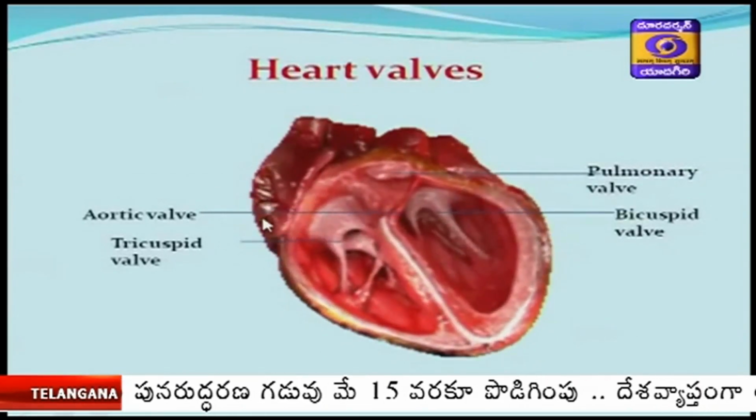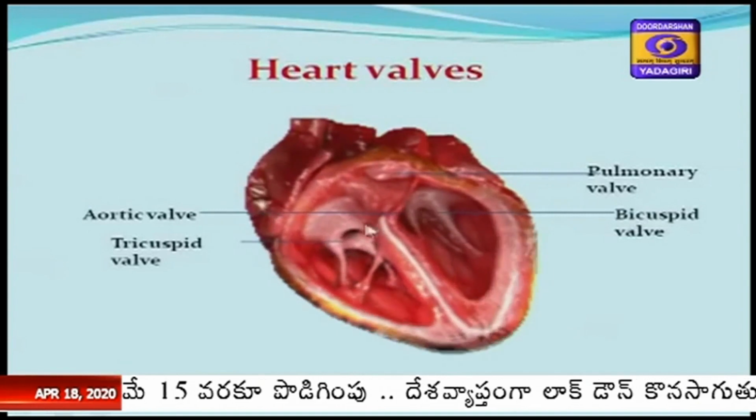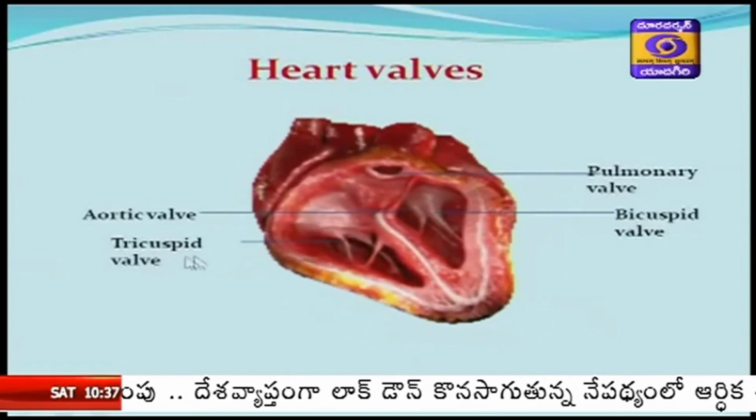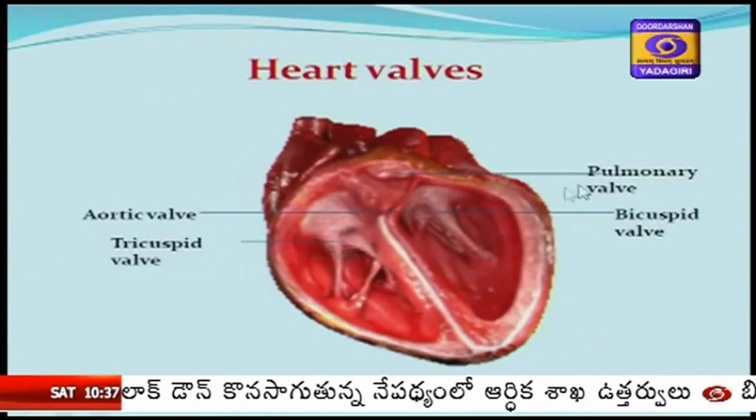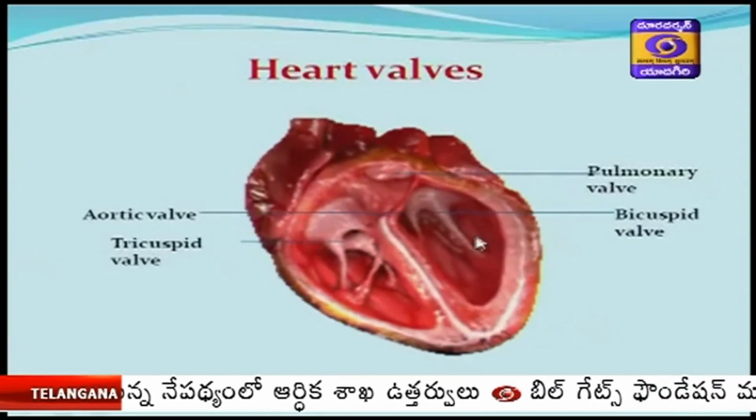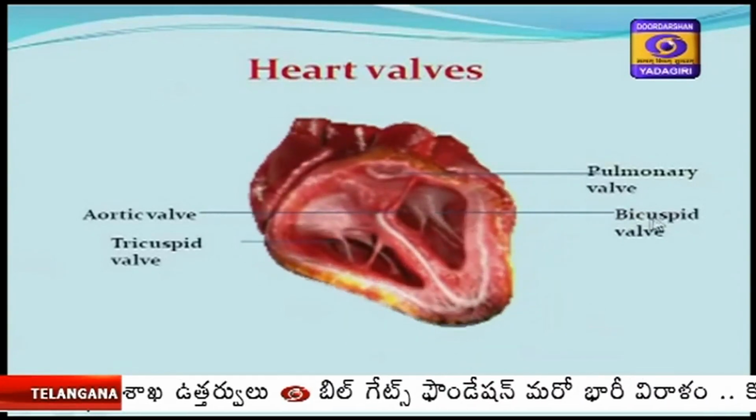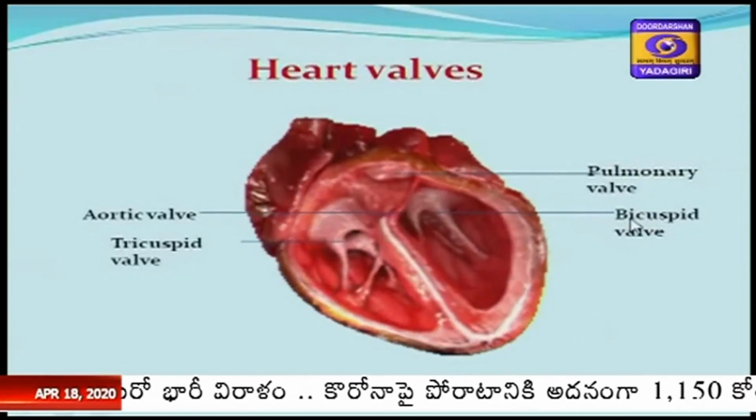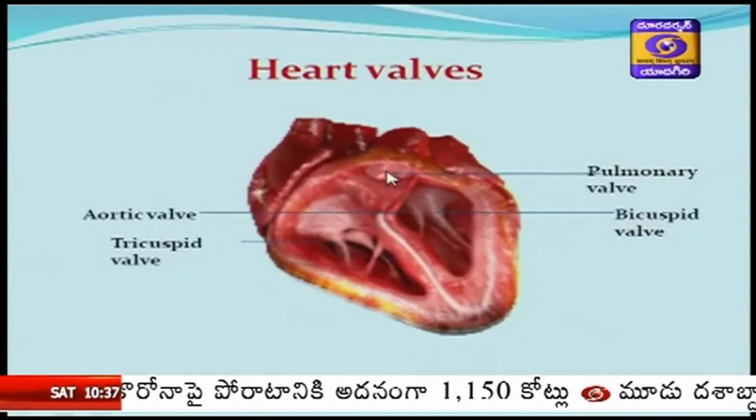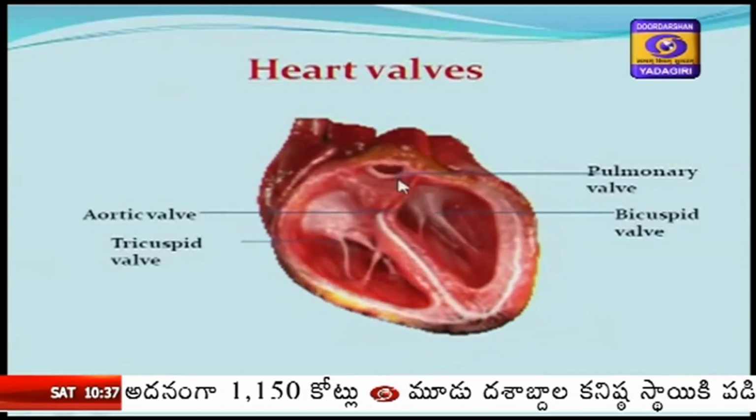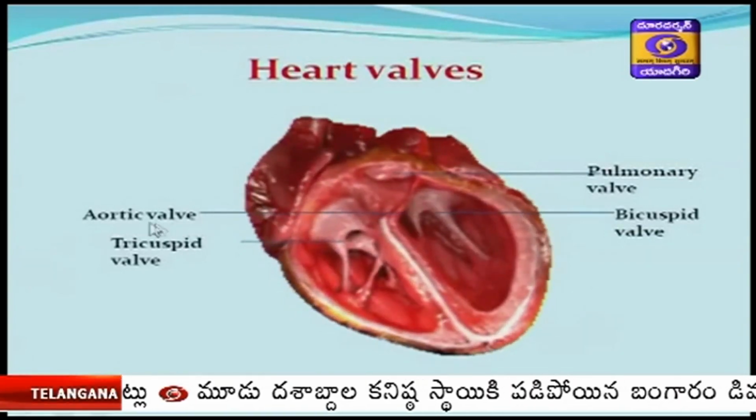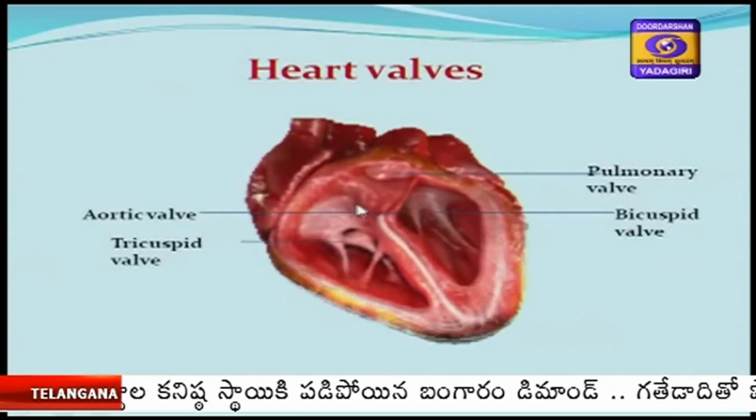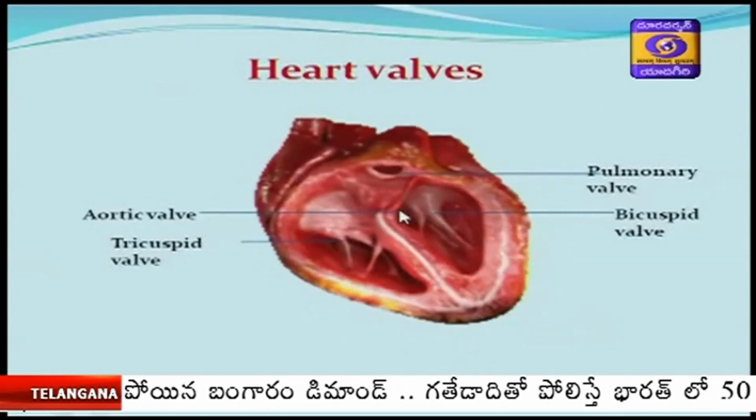Between the right atrium and the right ventricle, a tricuspid valve is present with 3 flaps, and between the left atrium and the left ventricle, a bicuspid valve, which is also called the mitral valve, is present with 2 flaps. The pulmonary valve is guarding the opening of the pulmonary aorta, and the aortic valve, which is also called the systemic valve, guards the systemic aorta.